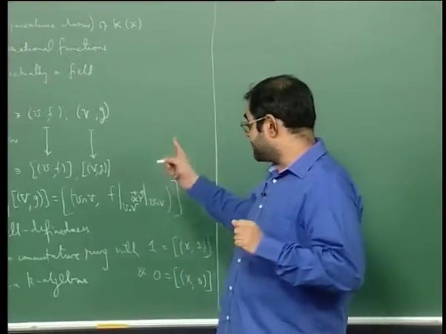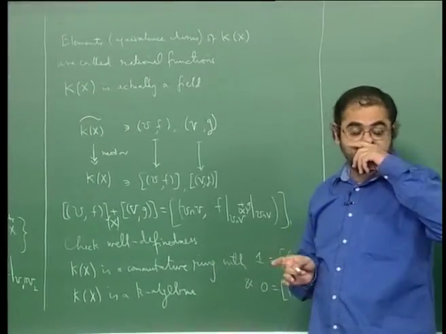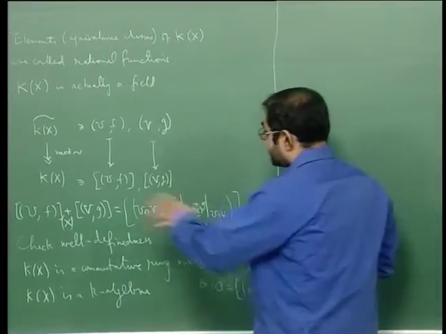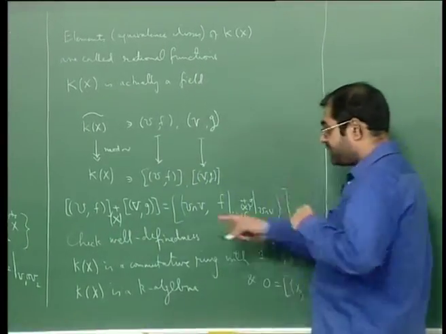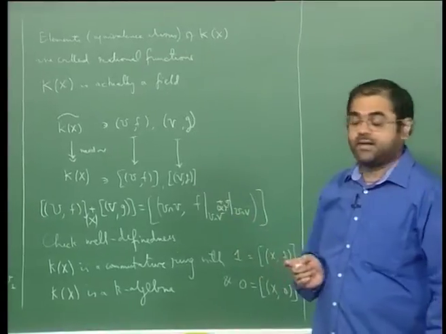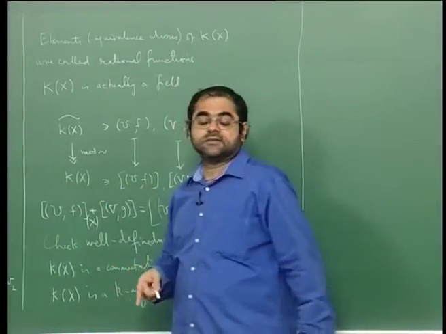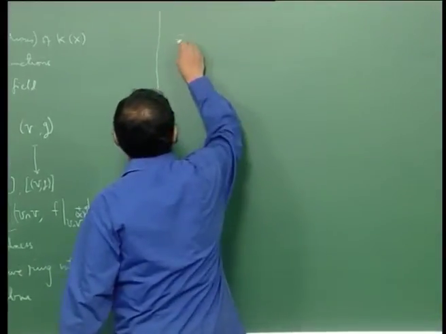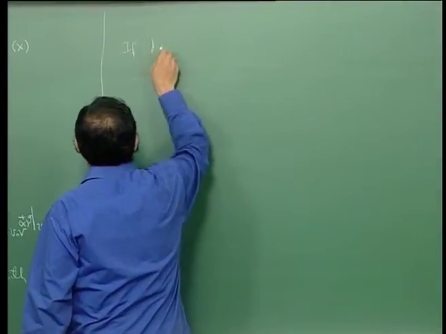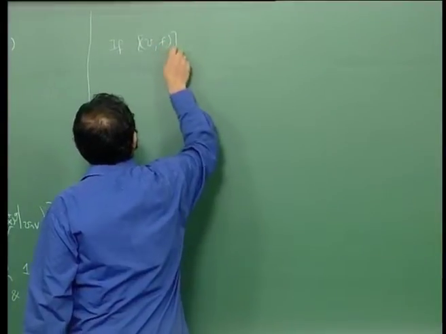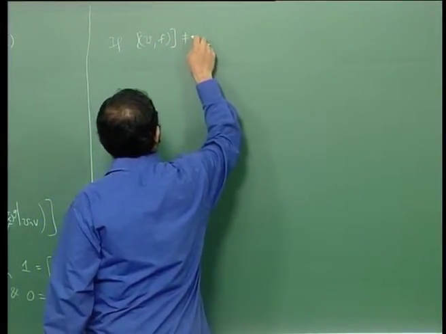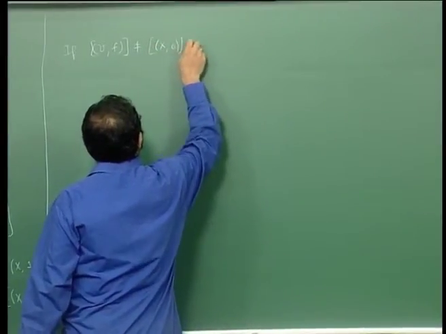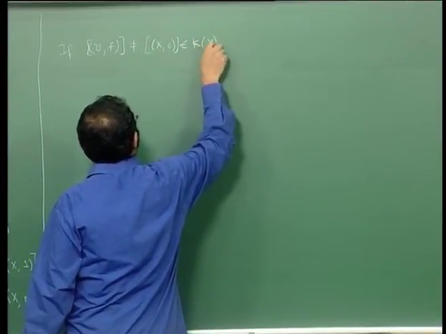But the point is, in this case you do not get the only maximal ideal you will get is 0, and so you will get a field. So why is this a field? To show that this is a field, I will have to tell you that every non-zero element here is invertible, okay. So if you take (U, f) not equal to the 0 element, the 0 element is (X, 0) in K(X), okay.